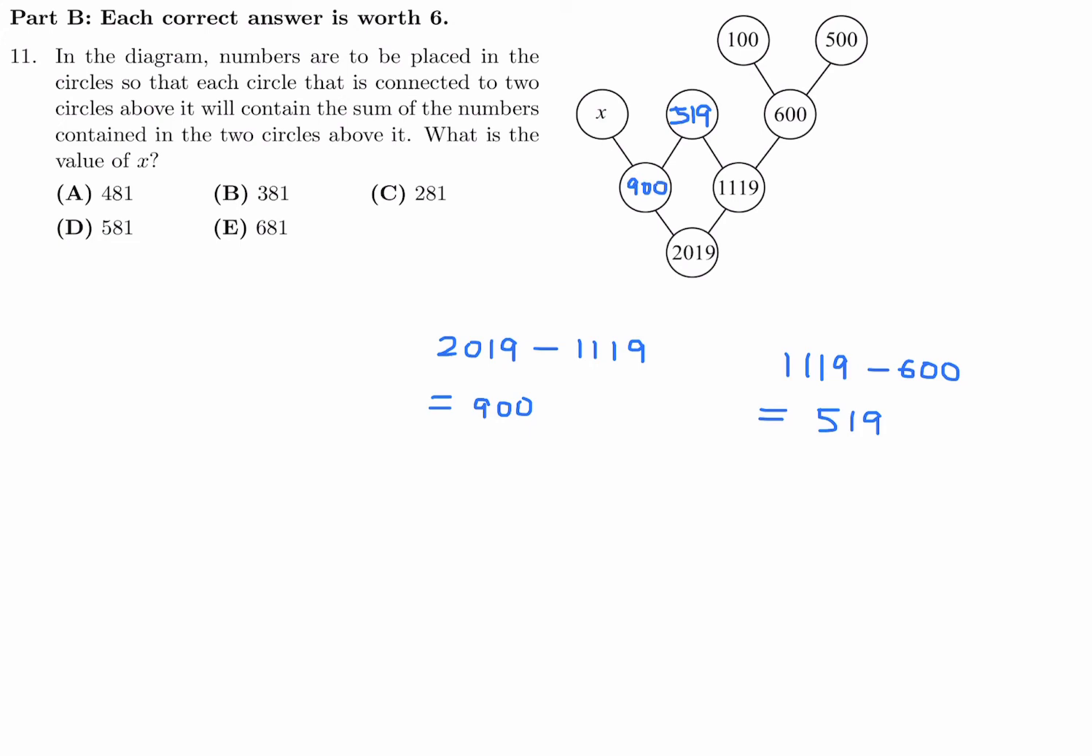And then finally, x plus 519 is equal to 900. And therefore, x is equal to 381. So number 11, the answer is B.